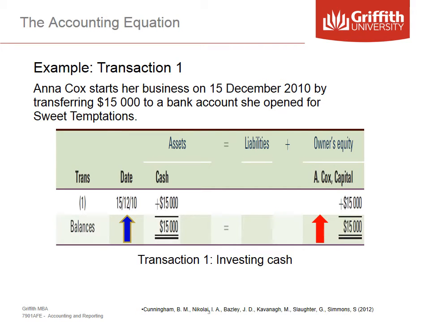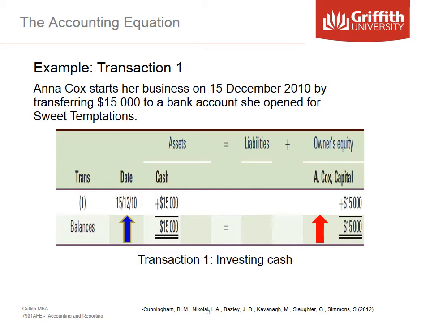Armed with that information, let's look at what Anna Cox does when she starts her business. Her first transaction will be to put the funds, in this case $15,000, into a business bank account. So here's the next intuition that we have to be clear about. Every transaction in the accounting world has got two aspects to it. We refer to that as the duality of transactions. So with two parts to the transaction, we're able to keep that accounting equation in balance.